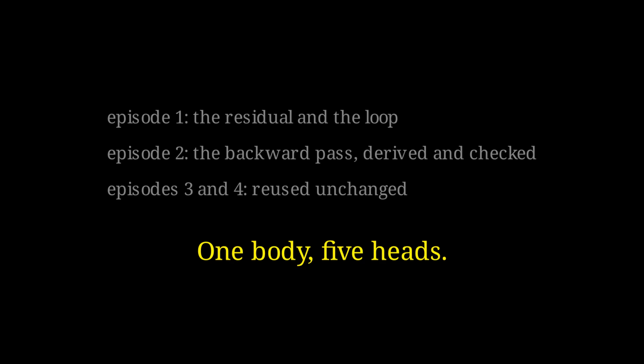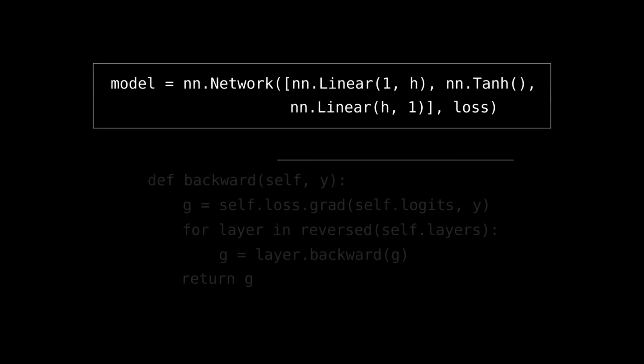Five different jobs, one unchanged spine. One body, five heads. Hold on, five different tasks, from a plain yes or no all the way up to learning your own uncertainty, and you are telling me the backward pass never changes? Surely each one needs its own gradient math, its own derivation, its own bugs to chase. That is exactly the bet, and it pays.